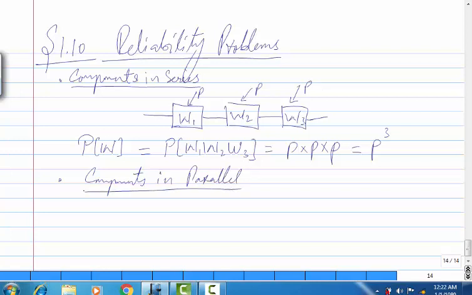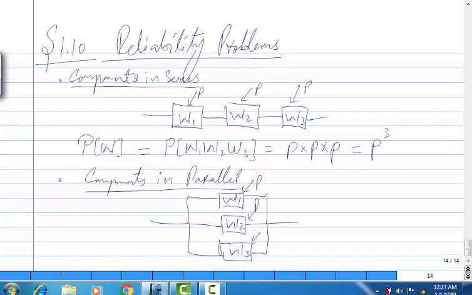In parallel, how do you calculate the probability? Because we know how to calculate the component probability in series. Now in parallel, if I draw a parallel, we have the same input to each component. So this is a block diagram of a parallel combination. After that we have an output. So this is components in parallel. Again, if each component has a probability of success p, how do you calculate the probability in this case? It's very easy to calculate the probability. How do we do that?